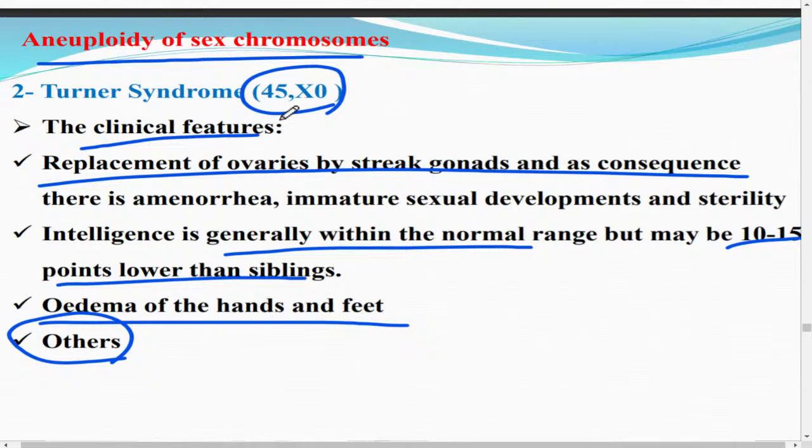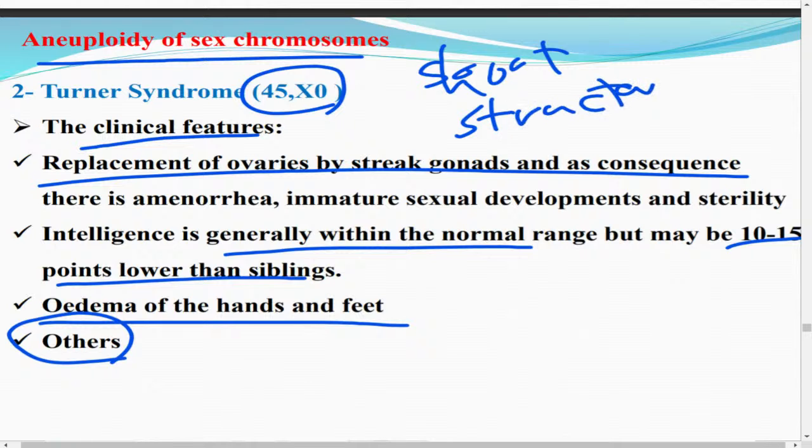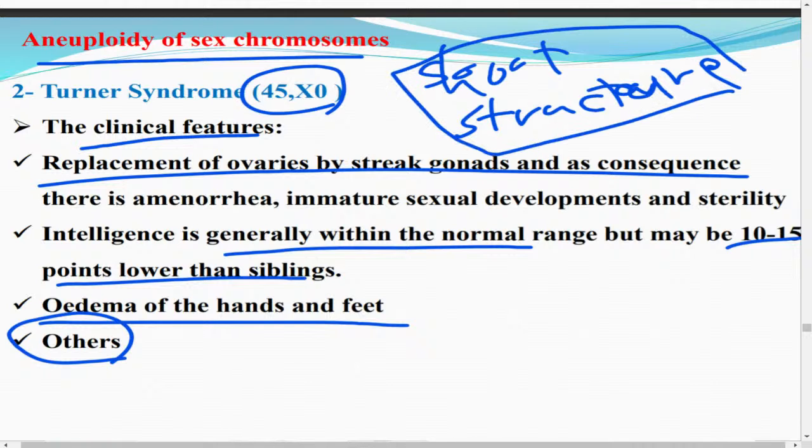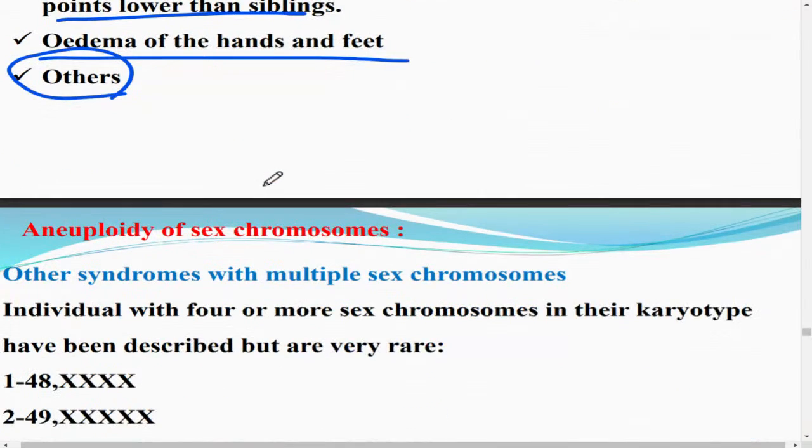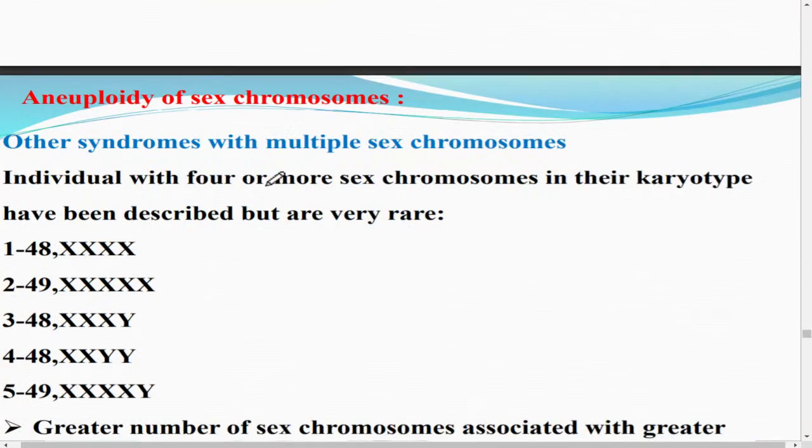Mostly, of course, being the short stature. This is the most important feature. Ovaries, and the good thing is that it's only a 10 to 15 point reduction in IQ and lower thinking and smartness than the other siblings.